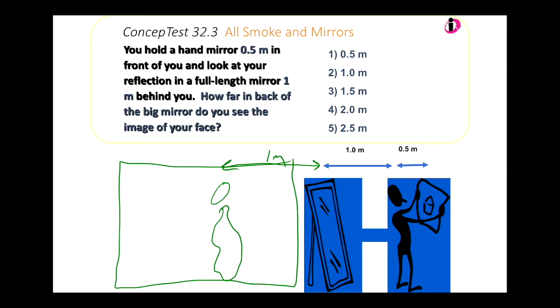And then you're holding, let's see, this other mirror. How far back is that? That's another 0.5 meters. So it says, how far in back of the big mirror do you see the image of your face? This is a bad question. So where are you actually seeing the face is somewhere like back here, right? What a terrible question.